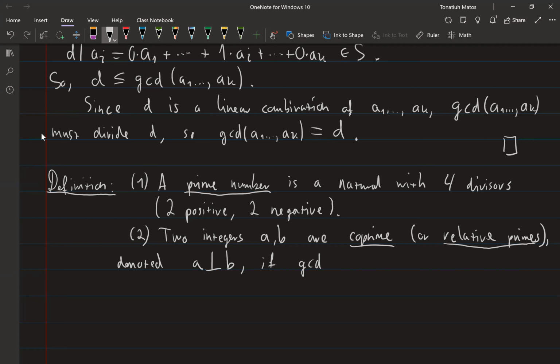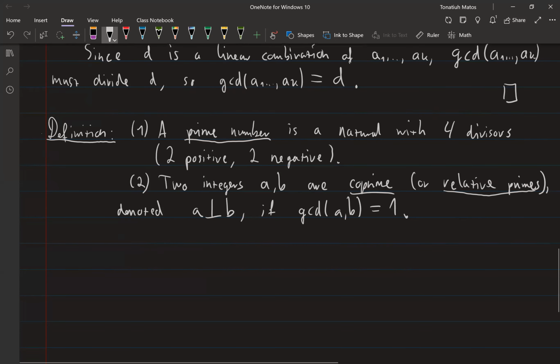If the greatest common divisor is the smallest it could be, which is 1, right? It cannot be anything smaller than 1. So the least number of common divisors that you could have is just 1, and of course minus 1, right? And I think that's probably all we need.